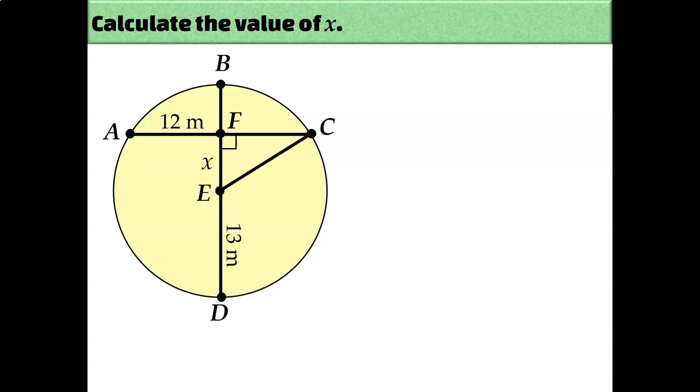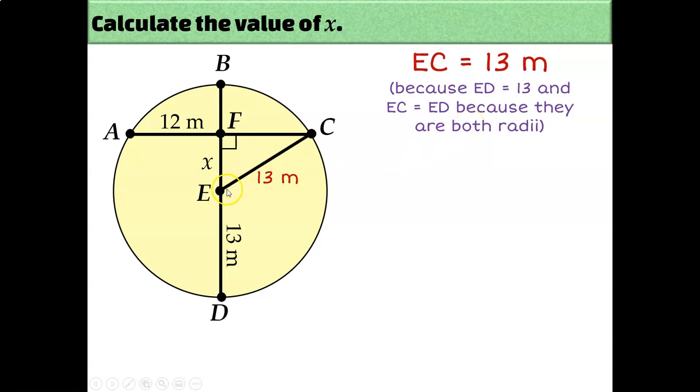So let's put together everything we've learned so far today to solve some problems. We need to calculate the value of X. And we're told that this little chord segment is 12 meters long, and this radius is 13 meters long. I notice that X is one of the legs of this right triangle. So if we could get the other information about this right triangle, we could solve for X. The hypotenuse of this right triangle is a radius of the circle, and all radii are equal, so I can assume that EC is 13 meters long.